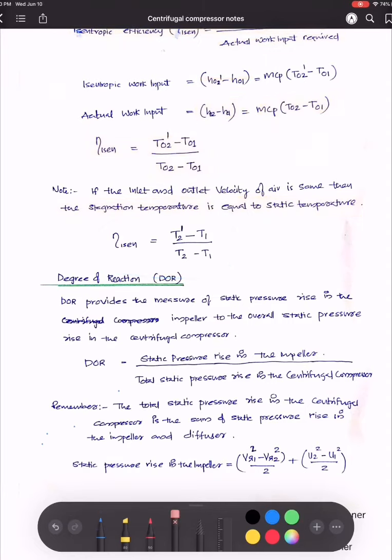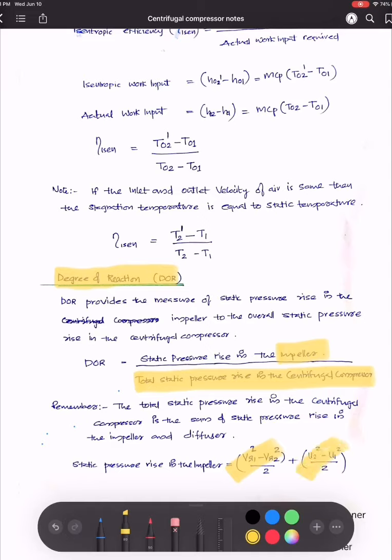The next is the degree of reaction. Degree of reaction is the ratio of static pressure rise inside the impeller to total static pressure rise inside the centrifugal compressor. So impeller by compressor, just remember that. The static pressure rise in the impeller is given by the equation (VR1 square minus VR2 square)/2 plus (U2 square minus U1 square)/2.